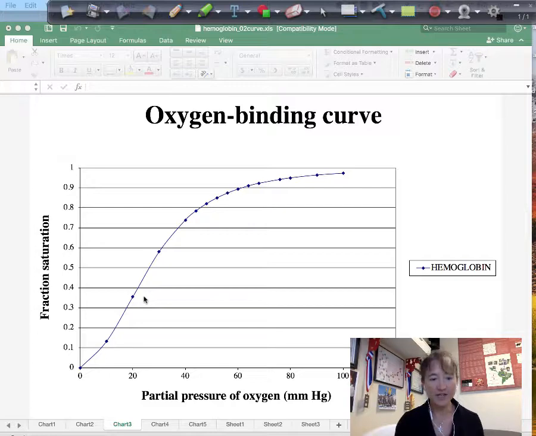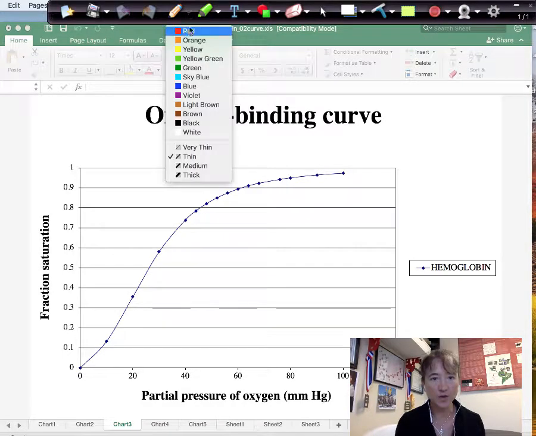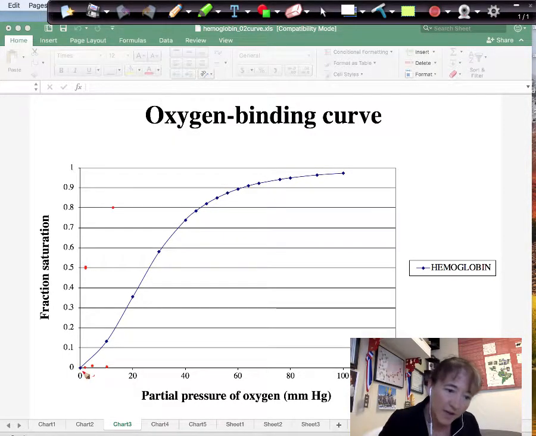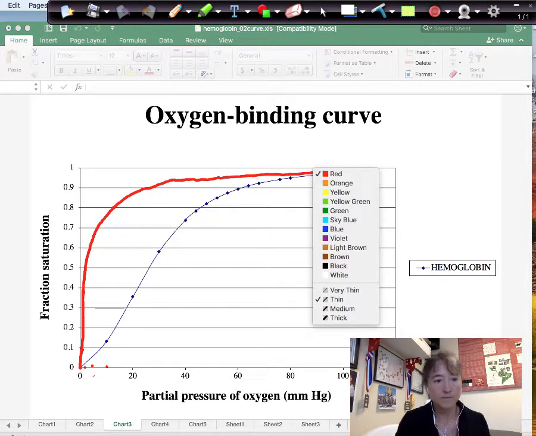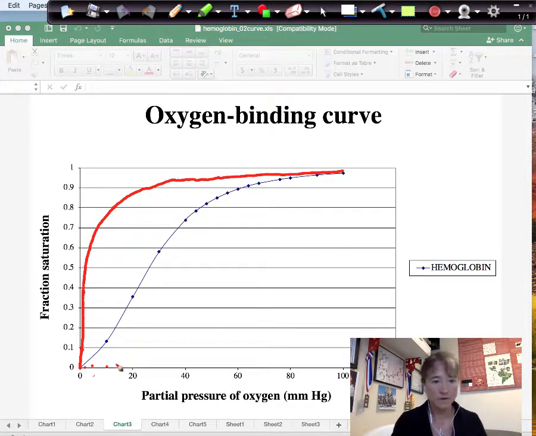Now, this is very different from our myoglobin oxygen binding curve, and that functional difference is really, really important. So we'll recognize the hyperbolic, the rectangular hyperbolic, and I'll do my best here. Great. So we see that very big difference in the two curves.